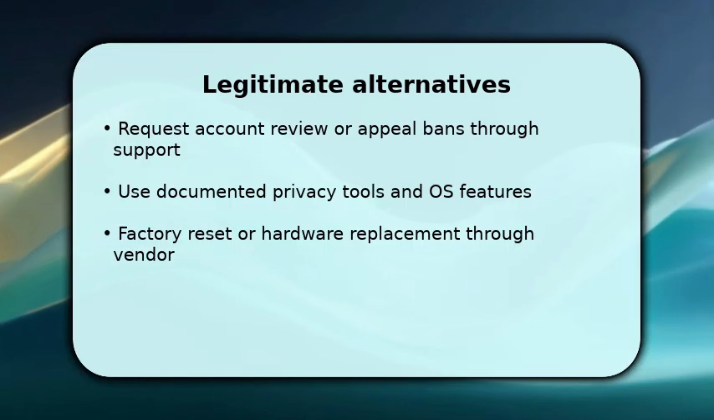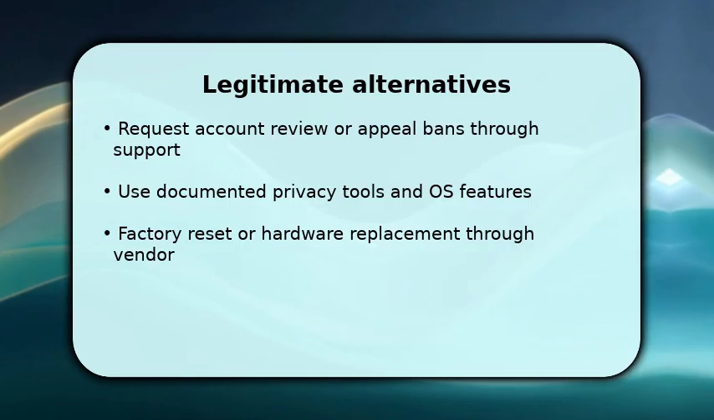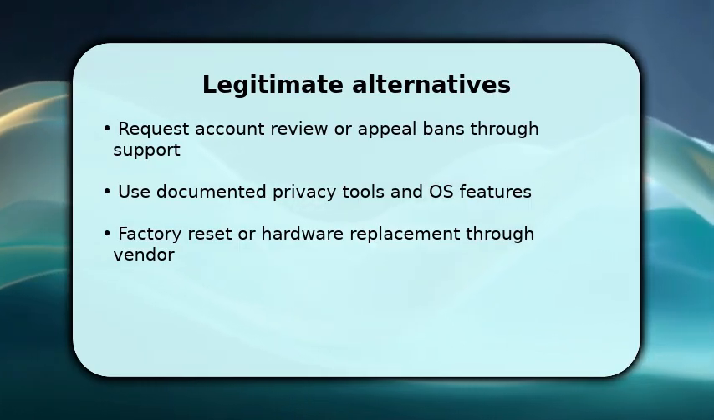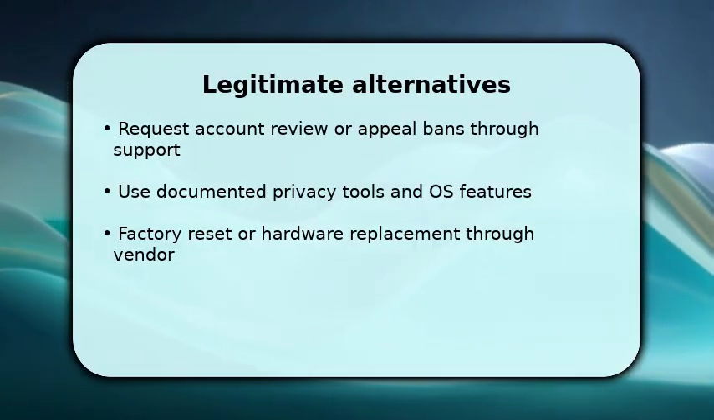Contact the service provider and request a review or appeal. They can lift wrongful restrictions. You can also use built-in privacy settings and documented software tools to reduce tracking without falsifying identifiers.